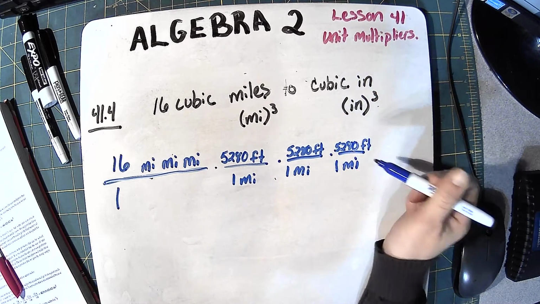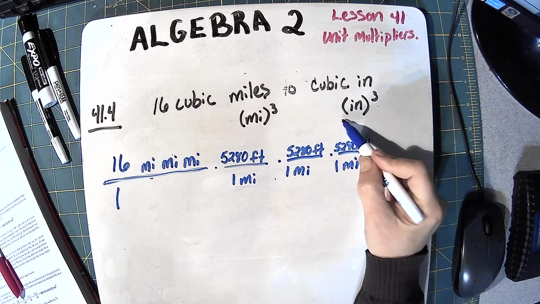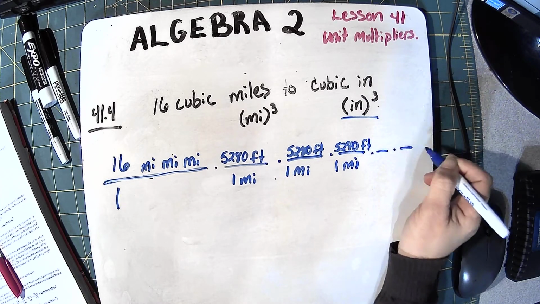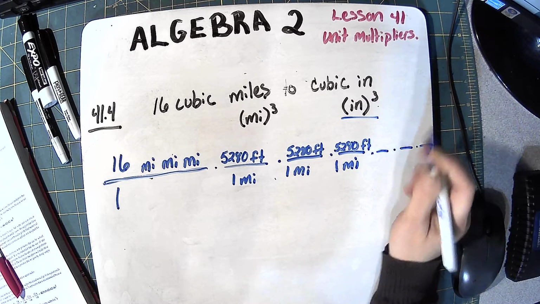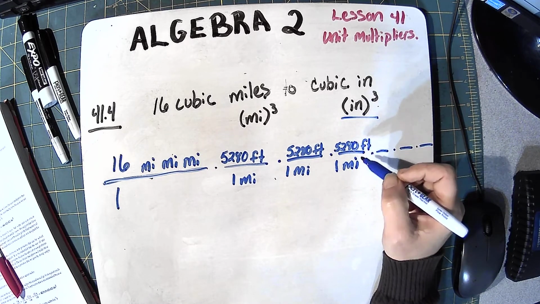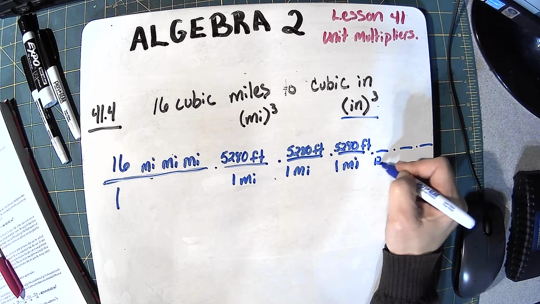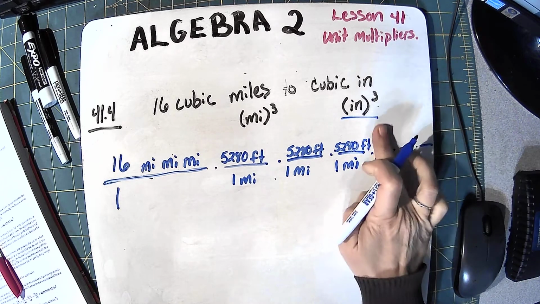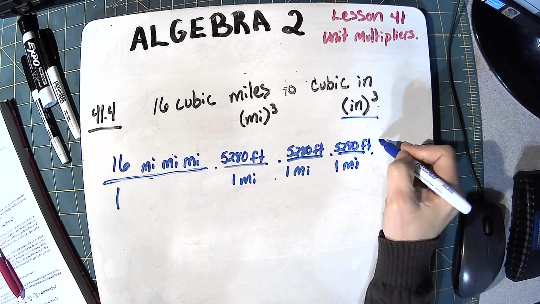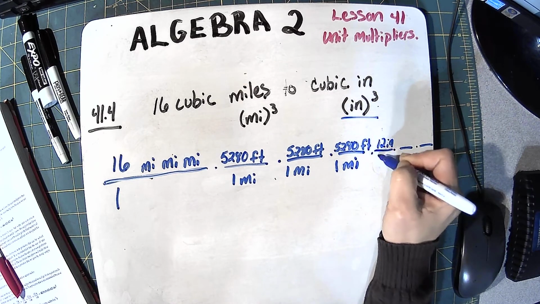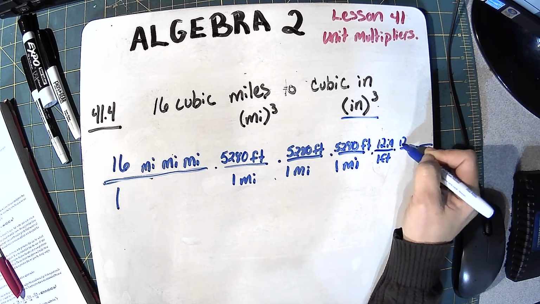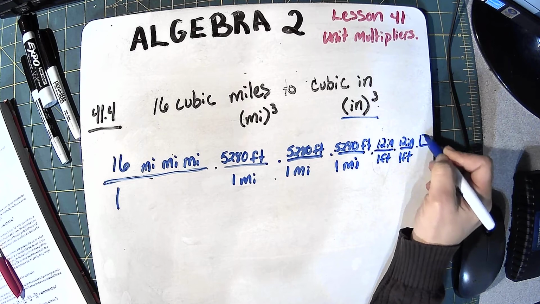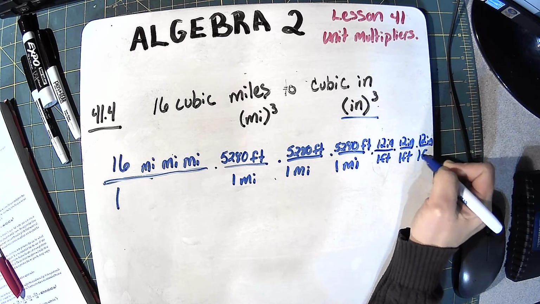Okay, and now I need to go from feet to inches, because I want my answer to be in inches. So I'm going to have 3 unit multipliers for that, which I'm going to have to really squeeze in here. And I know that it's 12 inches in 1 foot. So that means I got to go the other way. 12 inches in 1 foot, 12 inches, 1 foot, and 12 inches, 1 foot.